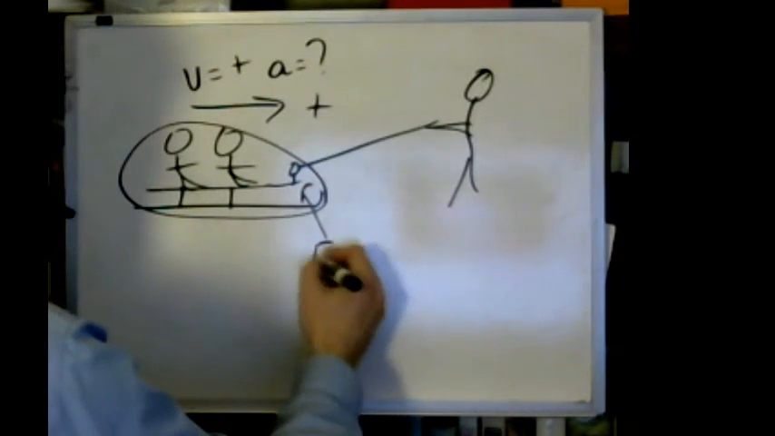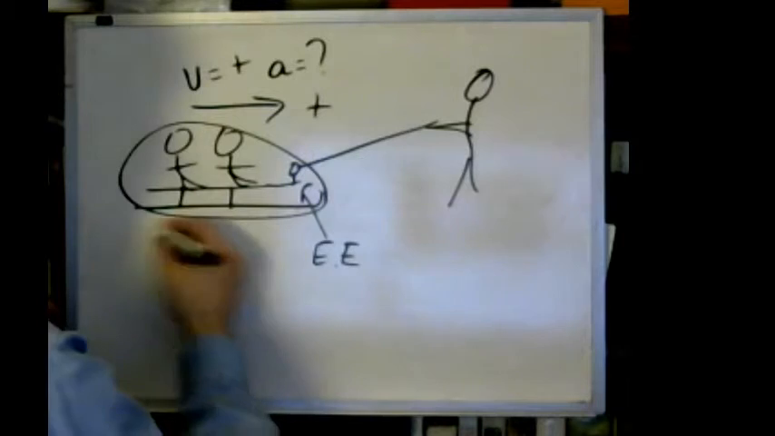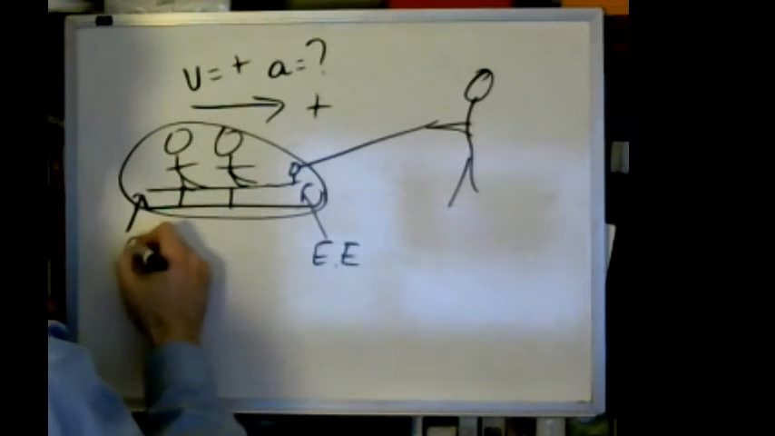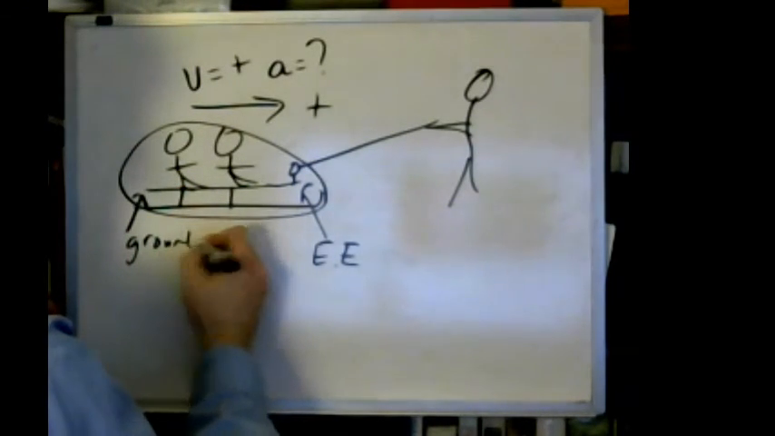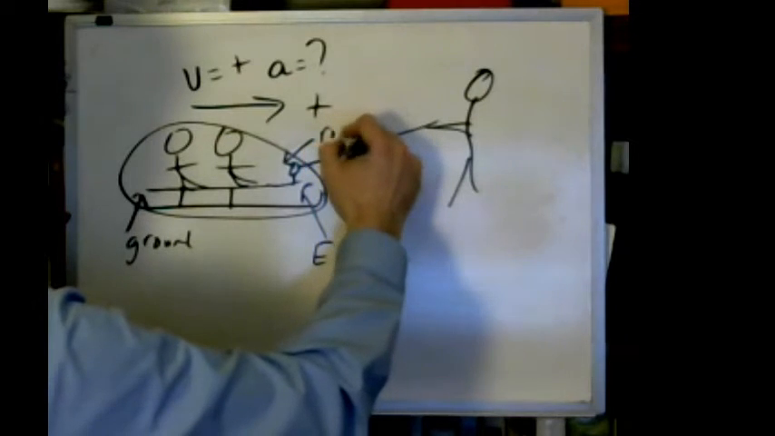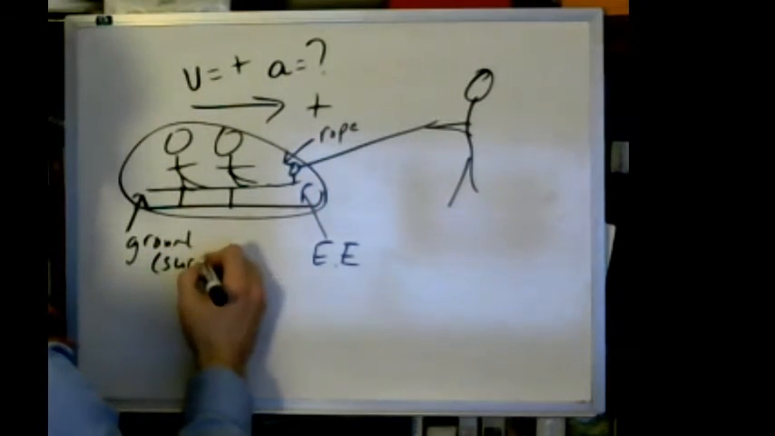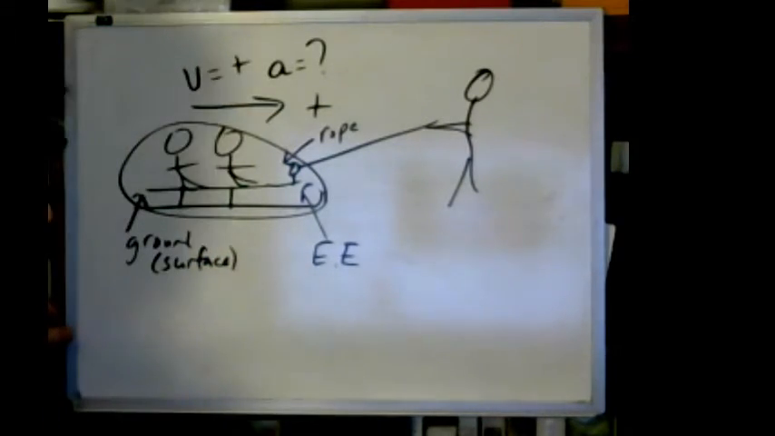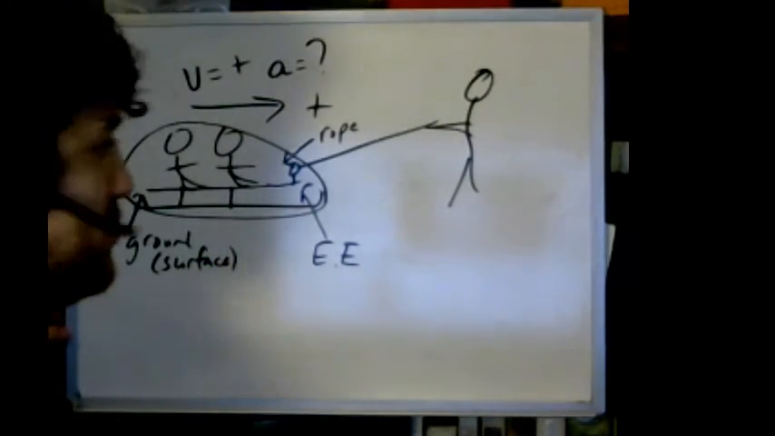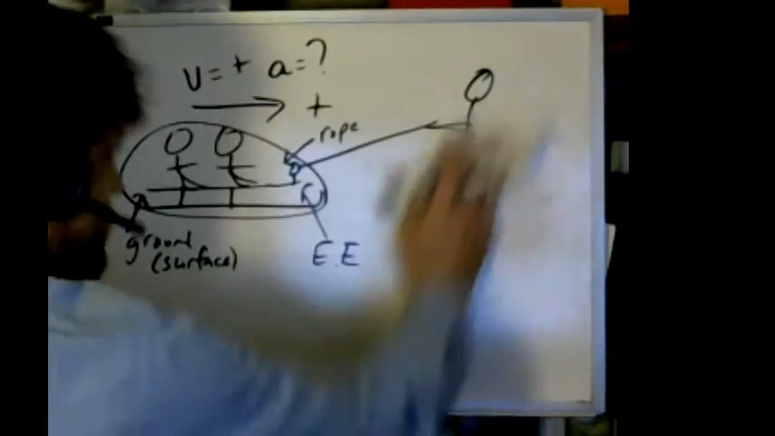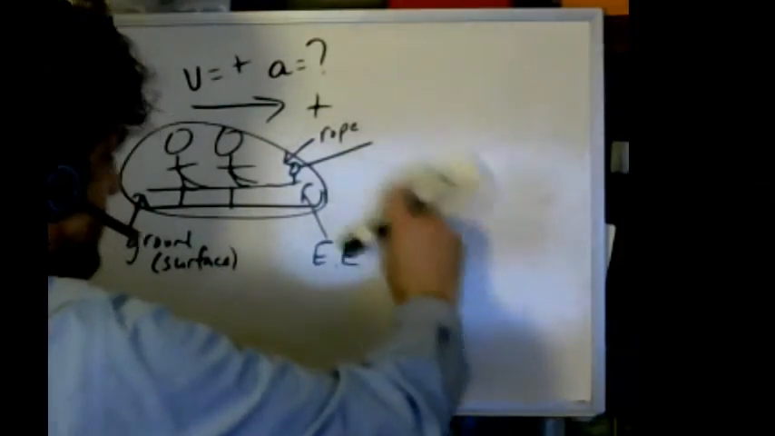We have the entire Earth interacting. We have the ground interacting, and we have this rope interacting. The ground is a surface. That makes it eligible to apply up to 2 forces. I'm going to erase my man so that I have enough room to actually do this. There we are.